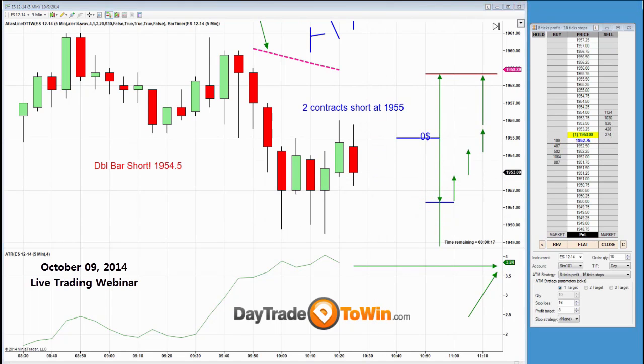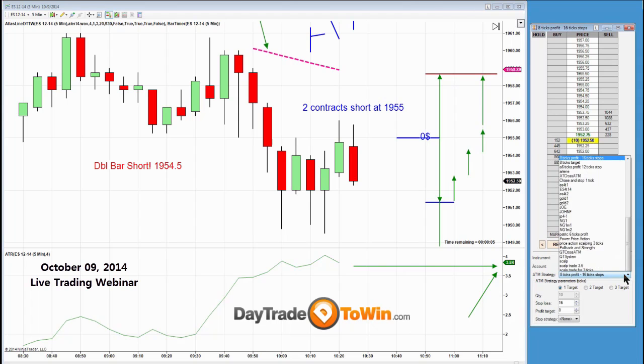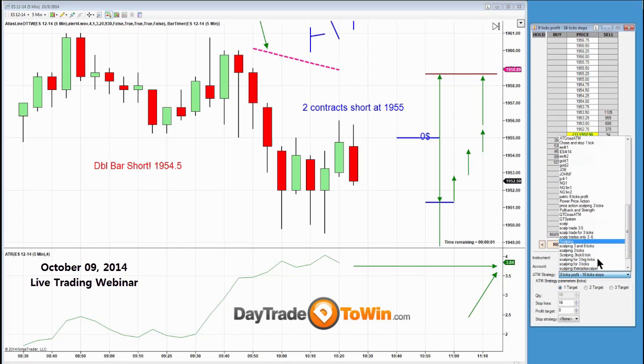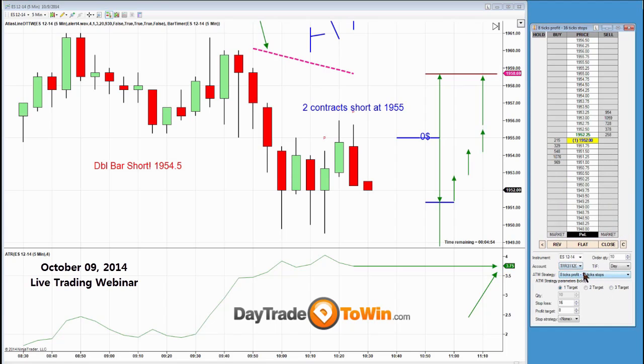Okay, there's going to be a signal here. I see some questions here. There's going to be a signal. And let me just change this here. All right, so there's a pullback trade. I'm just going to do this here. Okay, to go short at 1952/4.